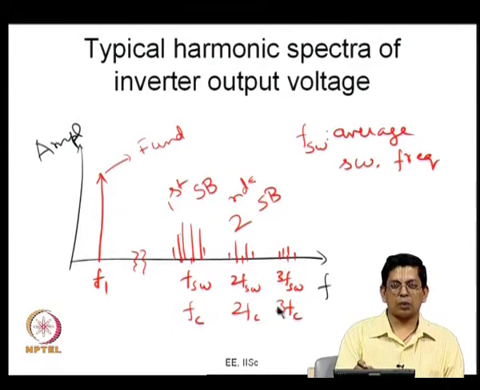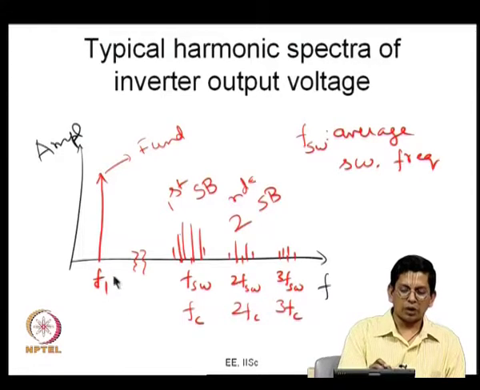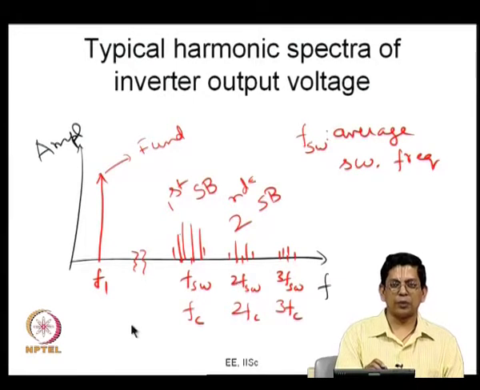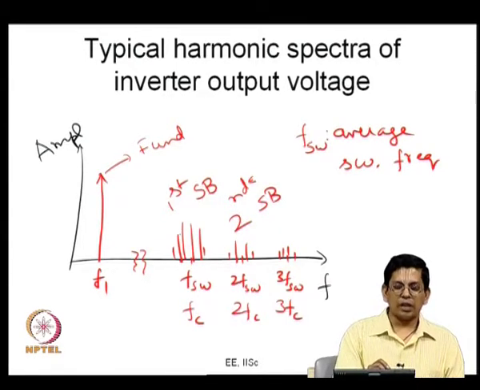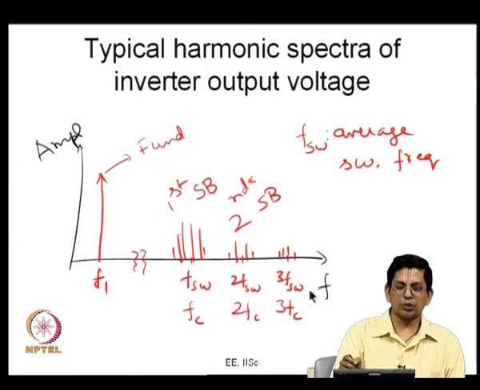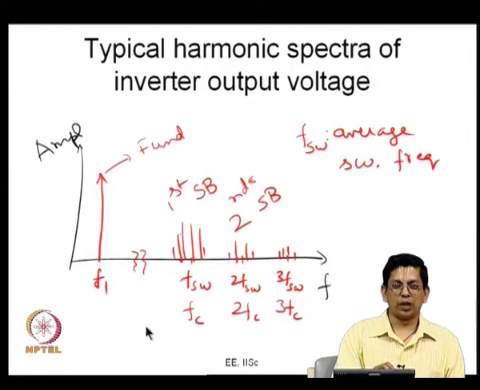So, this is what I would like to tell you, but nevertheless, this is the typical spectra. You have the fundamental component and there is a large separation here. This can be 50 hertz and this can be something like 5 kilohertz or so. There is a large separation between these two frequencies, and therefore it is possible that you can develop separate analytical methods for this component and those components, which is what we are doing.